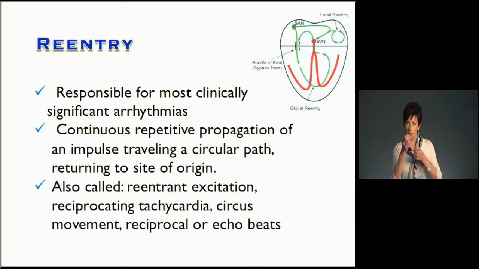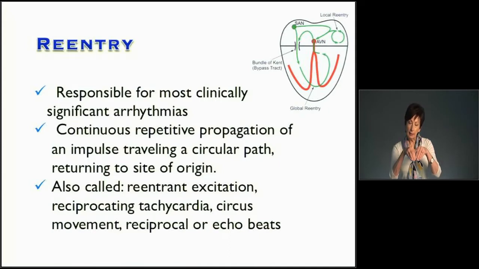The PAC, the electricity that was generated by the PAC, arrives in the AV node. Okay? And that AV node has pathways, and those pathways don't all recover at the same time. So what can happen when an early beat gets to the AV node? There's pathways that have recovered and there's pathways that have not recovered. So what happens in that case is that the impulse will go antegrade. Antegrade means forward conduction. The impulse from the PAC will go antegrade to the ventricles.